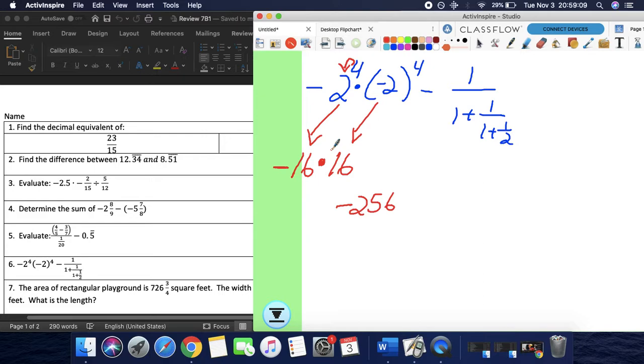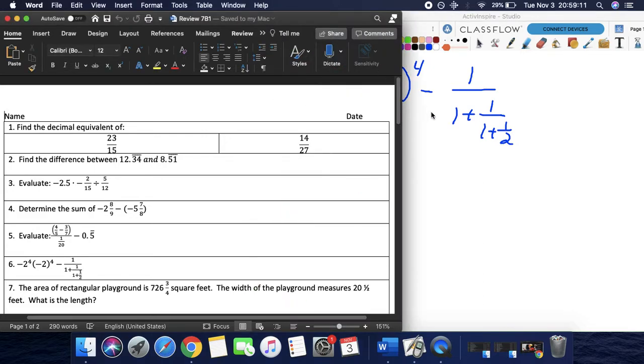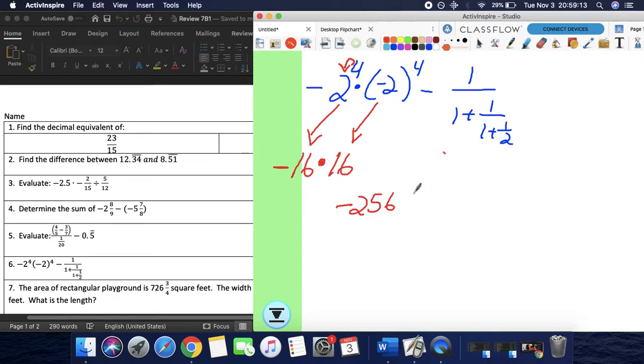256. All right. So this whole thing becomes negative 256, because that was a positive. Okay, so now that gets to wait a little bit, and we have to take care of this whole mess here.